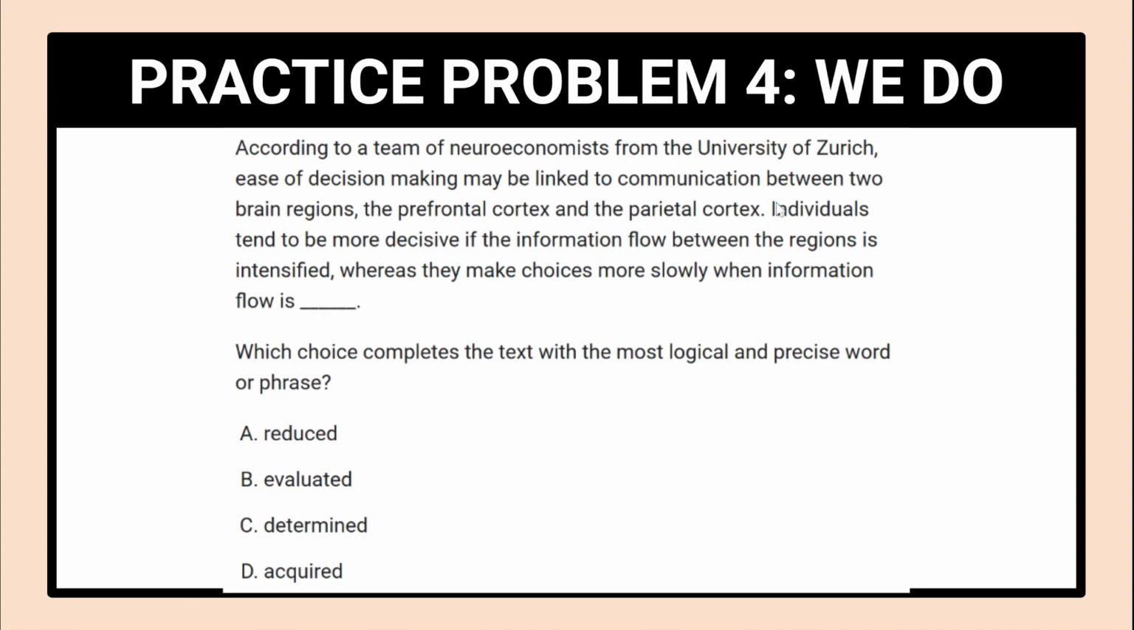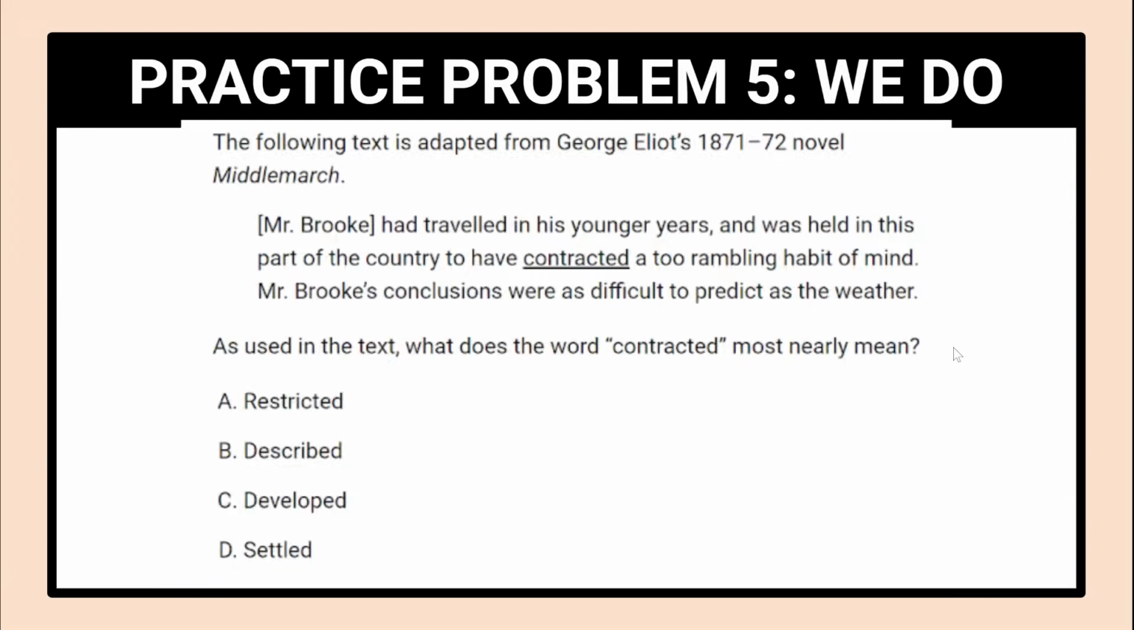The correct answer is A. Now, what we want to really draw your attention to is this last section over here. Individuals tend to be more decisive if information flow between the regions is intensified. So, intensifying over here, we need to find an antonym to that, because it's telling us they make choices more slowly when information is blank. So, what is the opposite of intensifying here? That's what A is, reducing it. You're making it less potent. You're not making it as strong anymore. Number five, please pause and figure this one out.